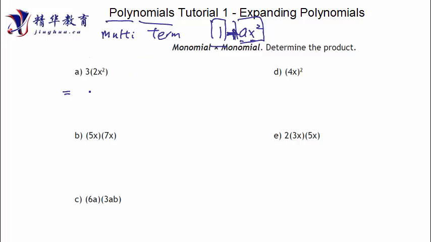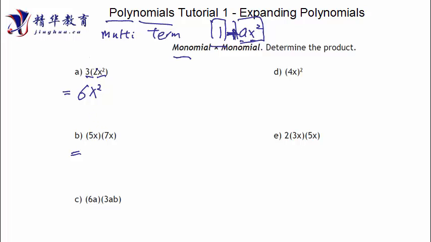Monomial times monomial will be the easiest. Mono means one, right? So we have just one term here, one term here. We just multiply them together, and that's it. How to do that? 3 times 2 will be 6. There's nothing else, so x squared is left, just x squared. Finished.